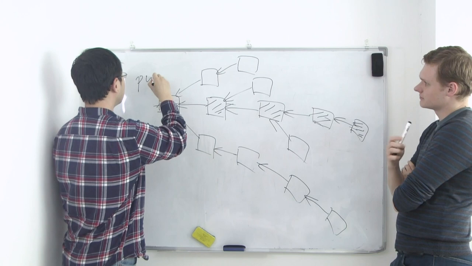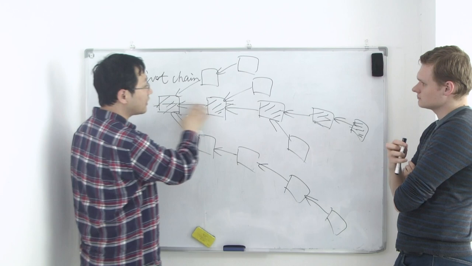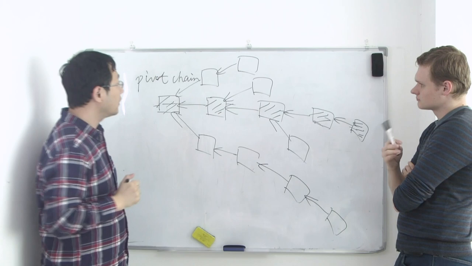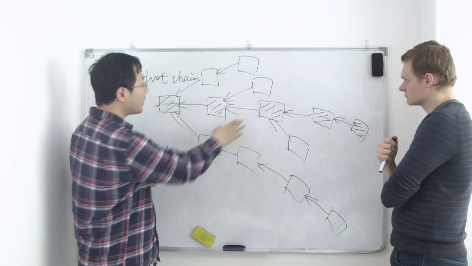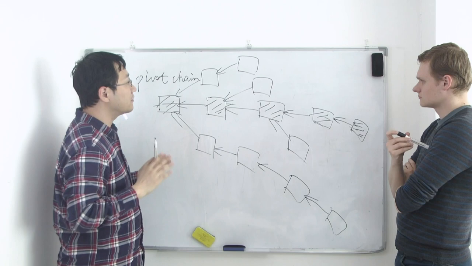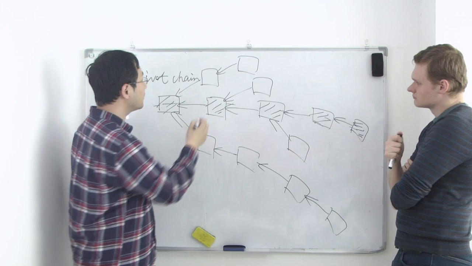Pivot chain. So on the pivot chain, we have a partial order. This block is first, second, third, fourth, right? Then for every block, we allow them to have one parent, which references the block that we think is the pivot block, the block on the pivot chain. And then we also have some references.